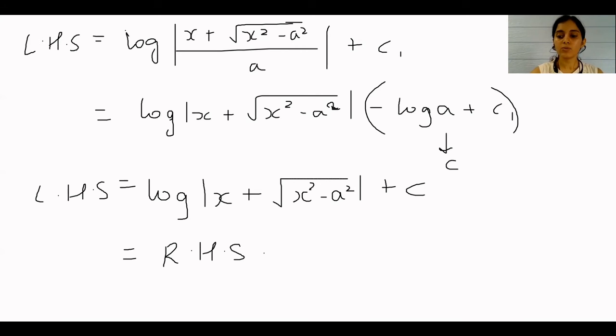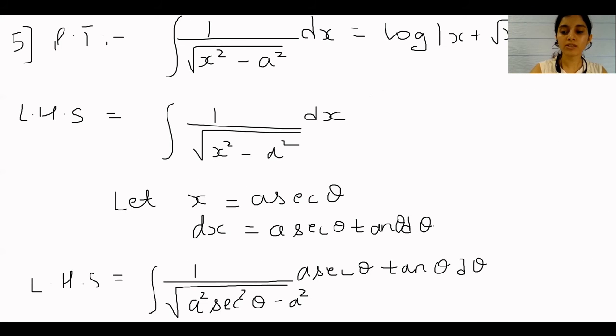That's why I've taken C1, because I'm getting one more constant in my equation and putting them together, I've written C. So what did I have to prove? Integration of 1 upon root of x square minus a square dx is equal to log of x plus root of x square minus a square plus C. This was the fifth one.